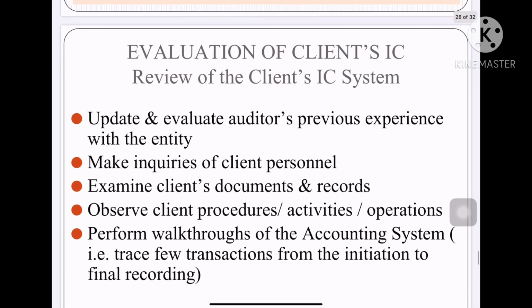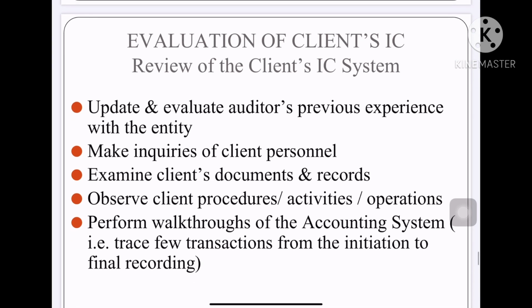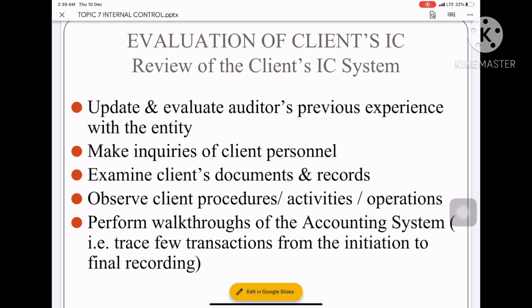Alright, evaluation of the client's internal control system. What the auditor should do is update and evaluate the auditor's previous experience with the entity. So they have to update and evaluate. It means that if there are any changes, the auditor should update also.